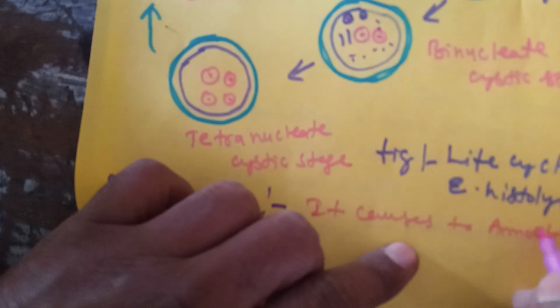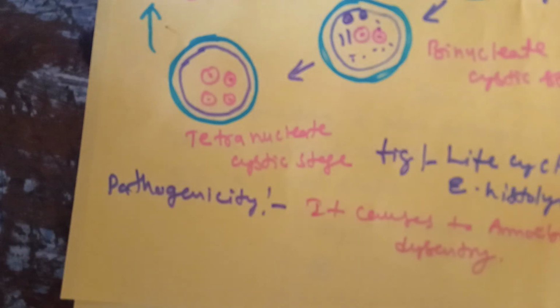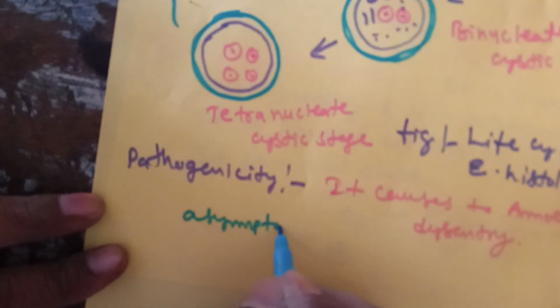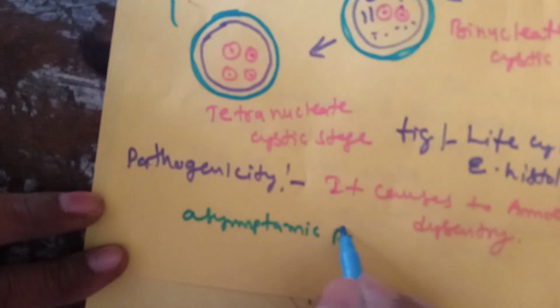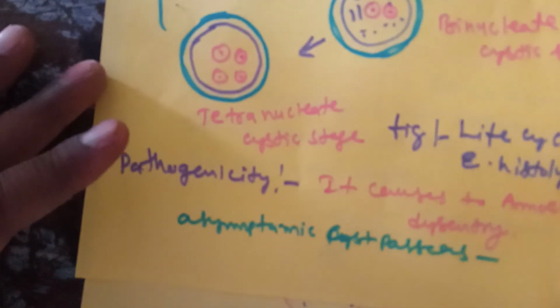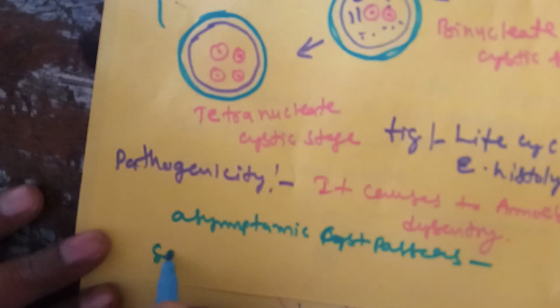Sometimes there are asymptomatic cyst carriers, which means they show no clinical symptoms. The trophozoite form reaches directly into the stool material, and mechanical vectors carry it to other persons. That is called an asymptomatic cyst carrier. And there is also secondary amoebiasis.